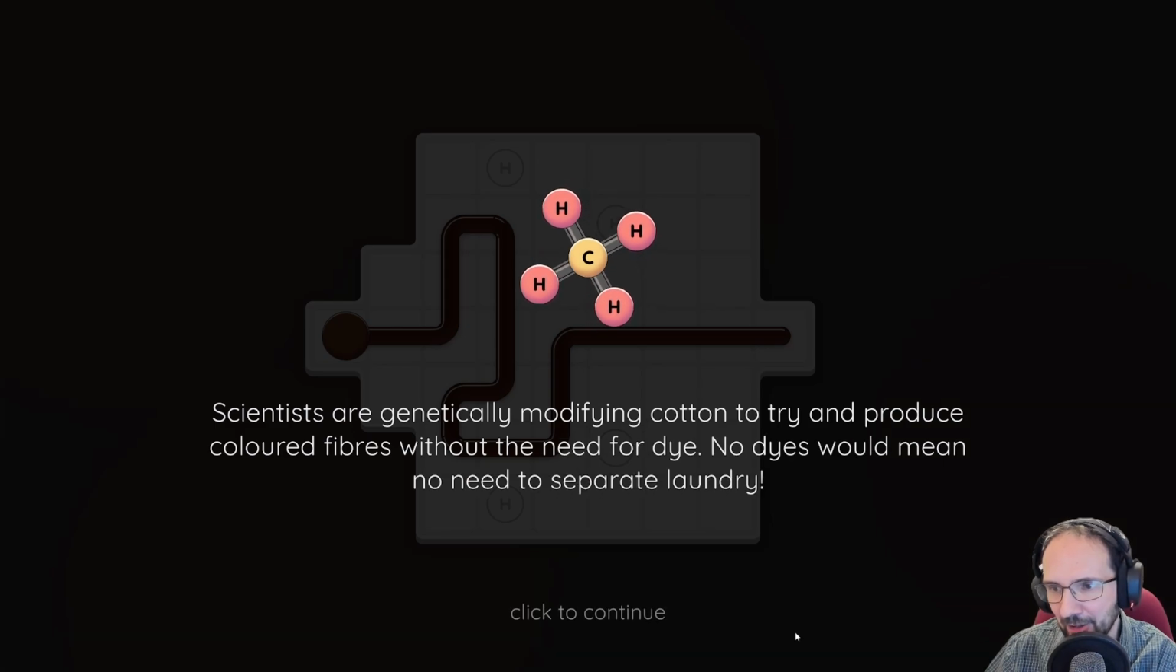Scientists are genetically modifying cotton to try and produce coloured fibres without the need for dye. No dyes would mean no need to separate laundry.